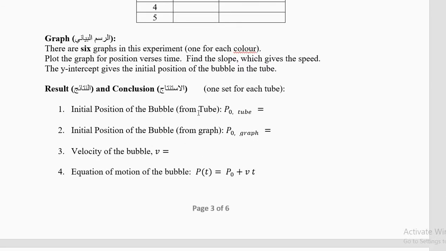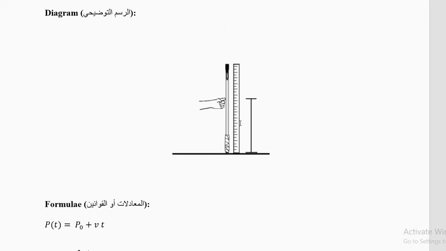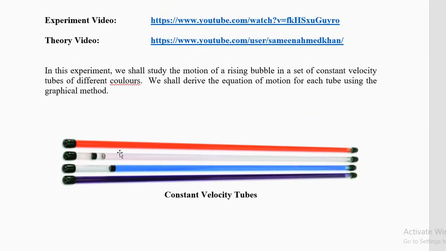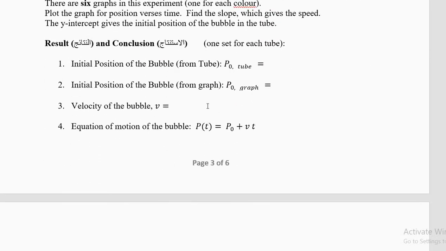Now the initial position of the bubble you'll get from the graph, which is the y-intercept, and from the tube, which is the empty space which you see here in the diagram. This empty space is the P0 when you do the experiment. Then you can compare the two, and the velocity of the tube will come from the slope. Then you write down the equation of motion as a function of time: P of t equals P0 plus velocity times time.